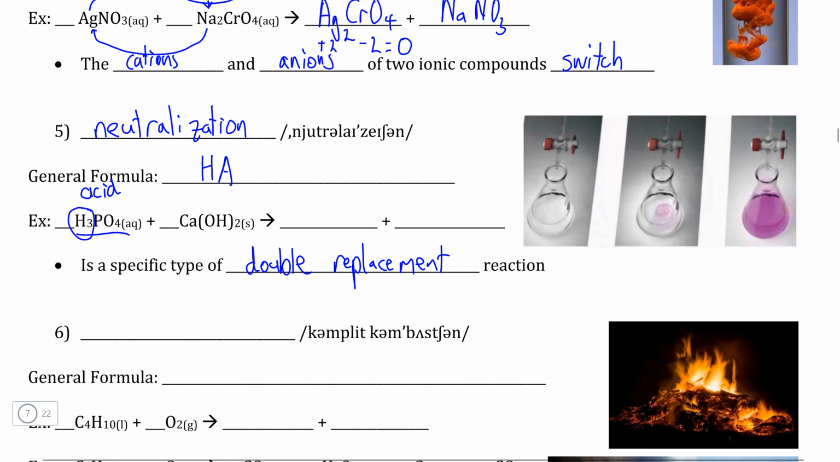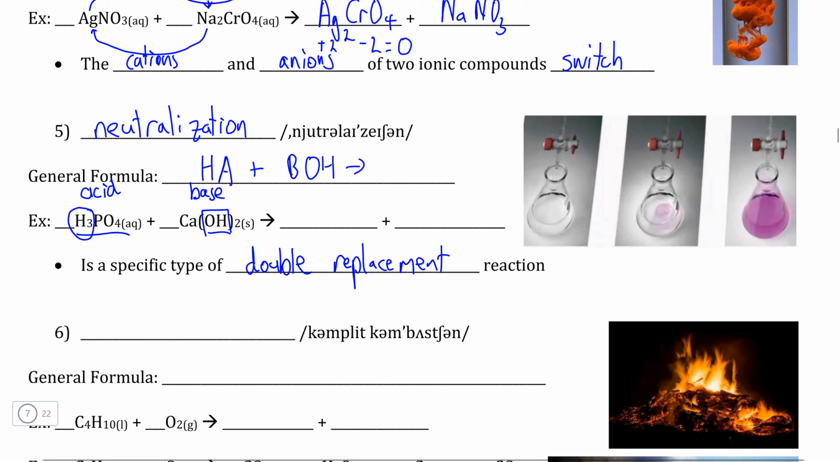Now the opposite of an acid is what we call a base, and we can identify calcium hydroxide as a base because of the presence of OH minus. So we can designate this in our general formula as BOH.